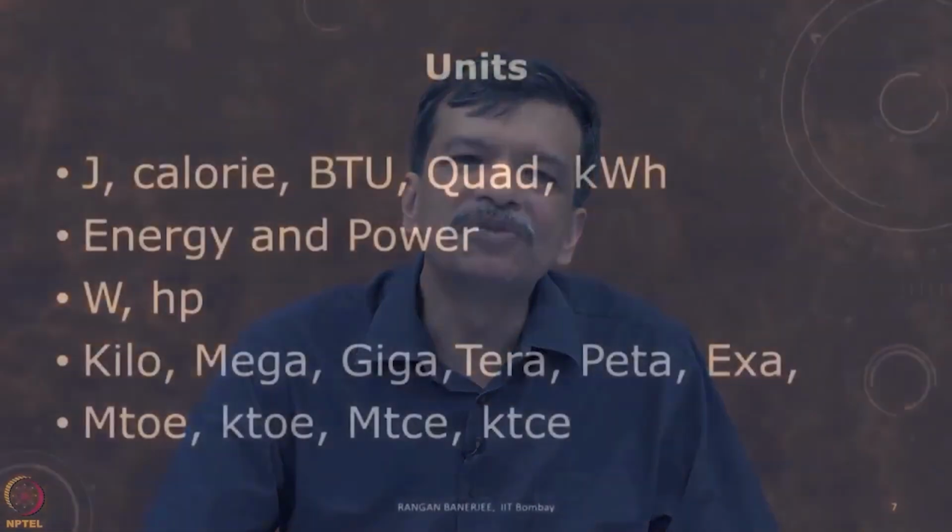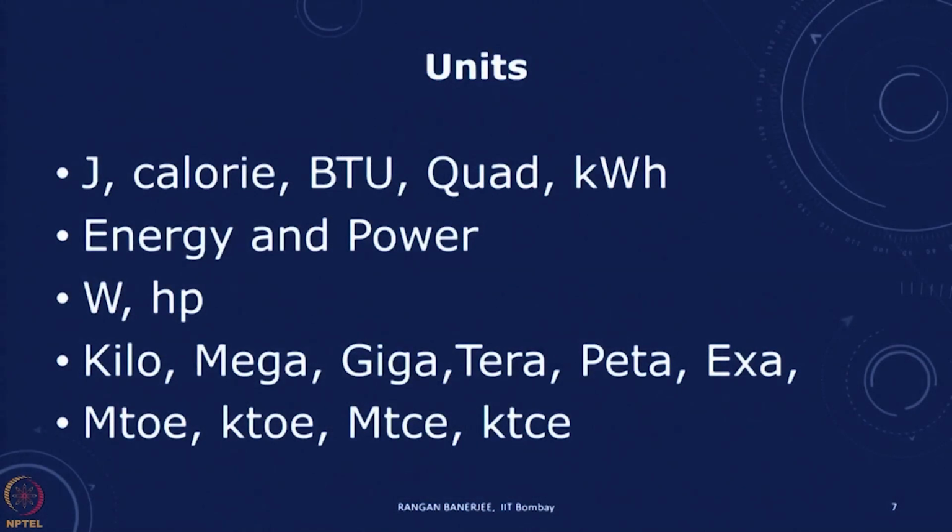In any of these cases, we can always do an energy balance and try to see how the energy is being used and what the quantification is. In order to do these quantifications, we have different kinds of units. Traditionally we used the calorie, the British thermal unit and the quad. Now, in the SI system, we use joules and kilowatt hours.